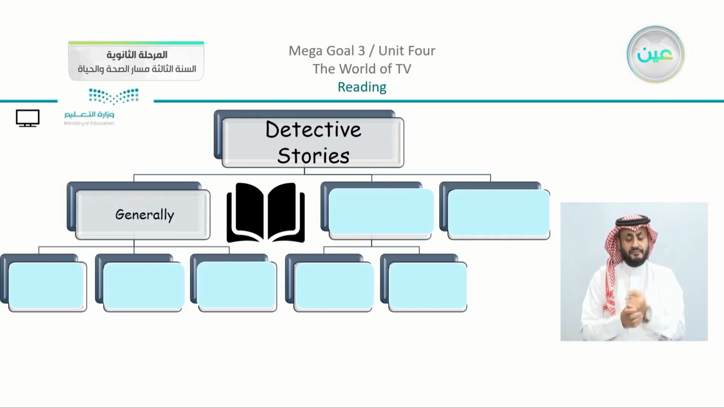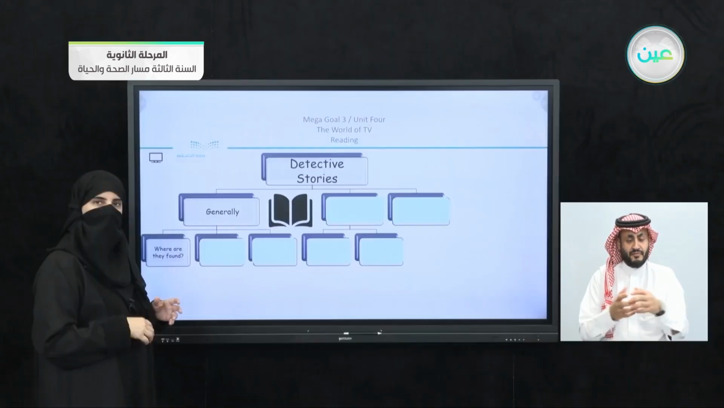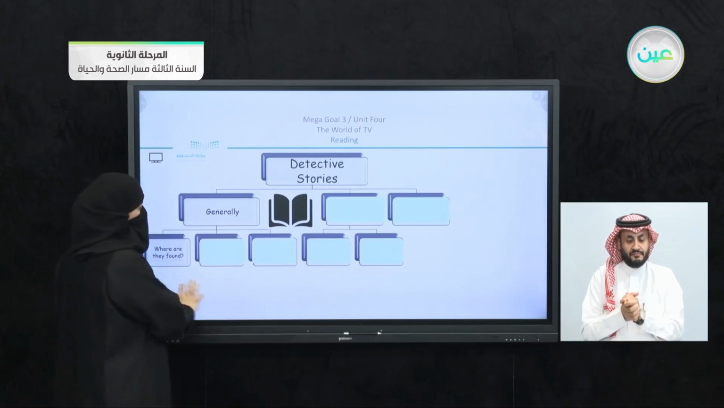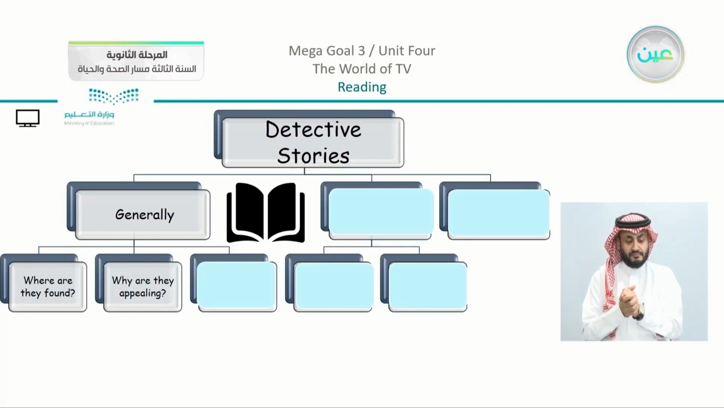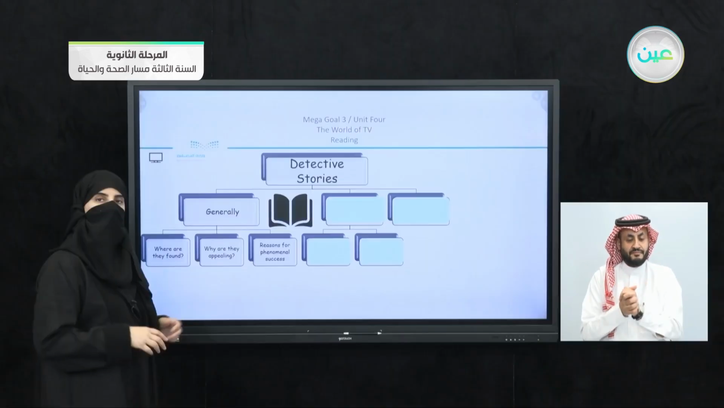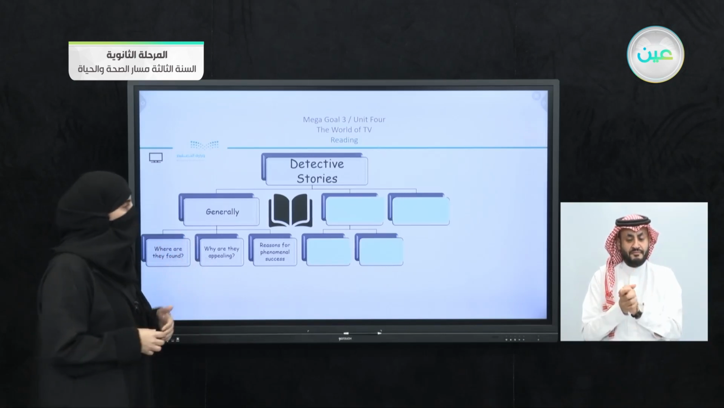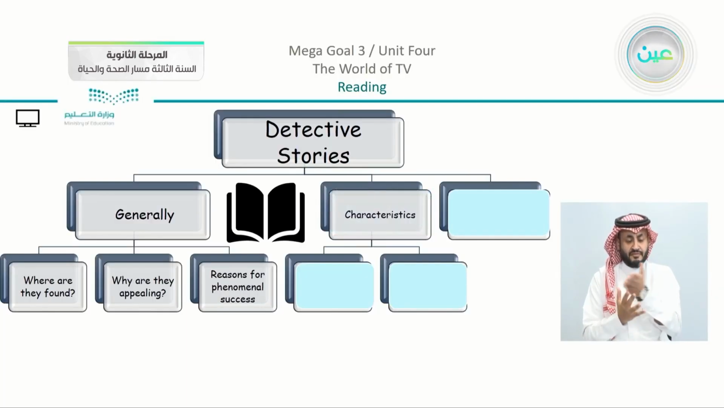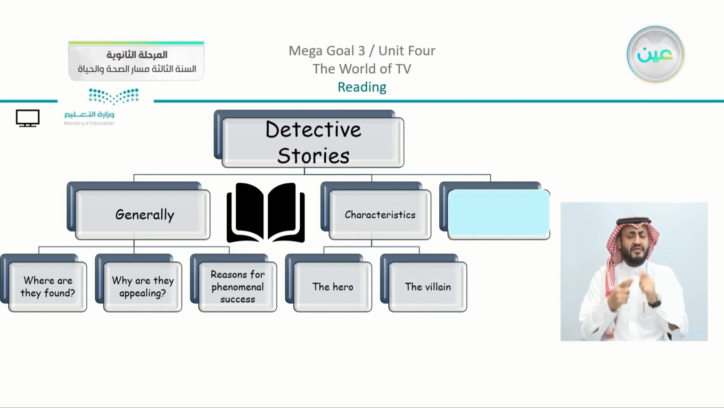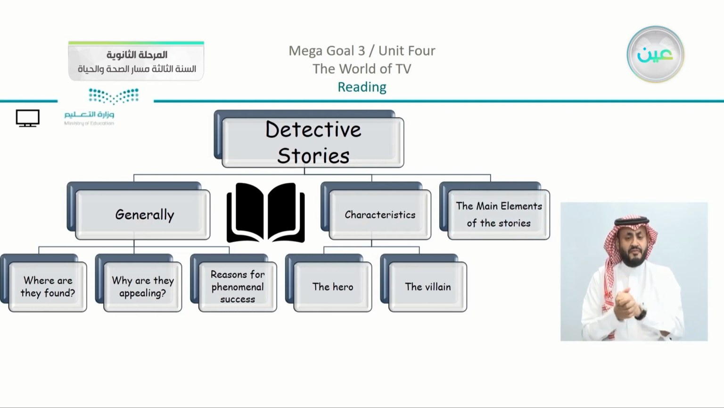First of all, we had something generally about the stories, where they are found. We also have why they are appealing, and the reasons for their phenomenal success. So yes, we did read and discuss the idea of detective stories. Then in the second part we have the characteristics. Of course, we have two parts: the characteristics of the hero and also the villain. Leading us to the last part, which is the main elements of the stories.